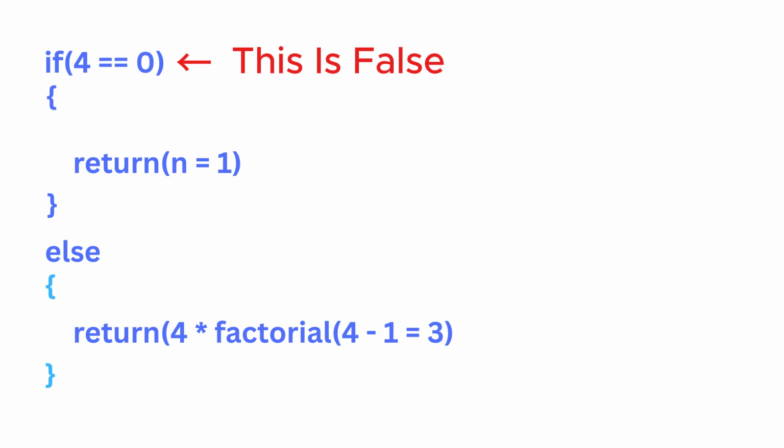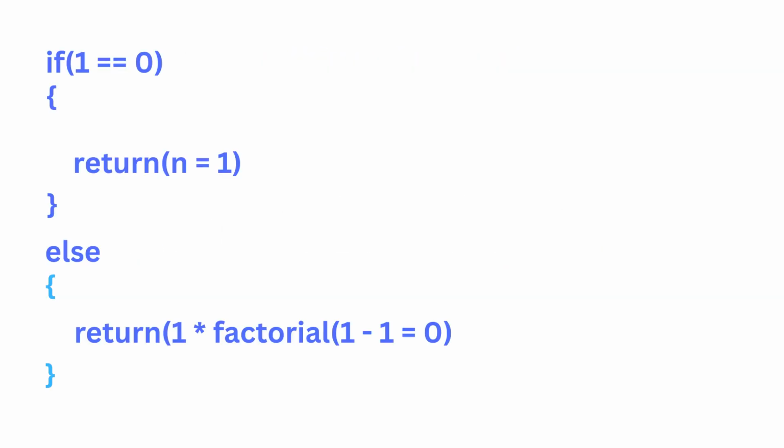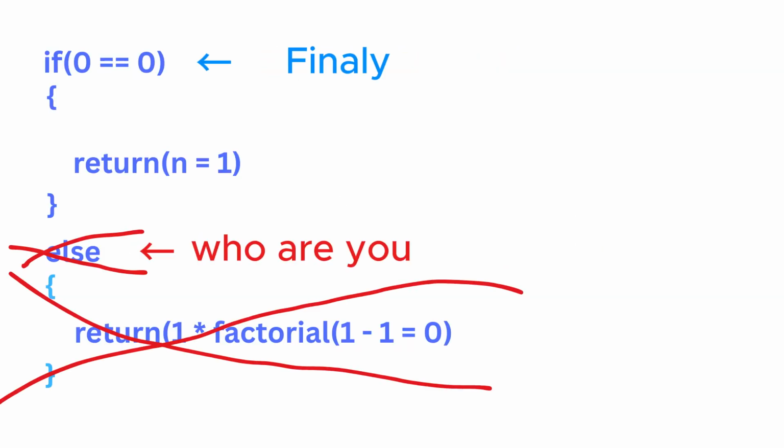If false, it goes to the else block and repeats the same process until the if condition is met, which is n equal to 0, meaning 0 equal to 0. So it will go through factorial of 3, and then factorial of 2, and then factorial of 1, and lastly factorial of 0, which meets the condition of n equal to 0.